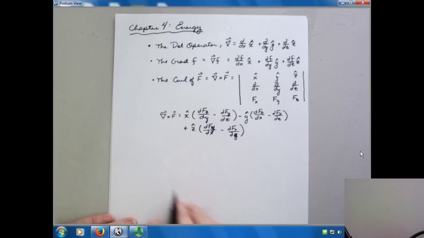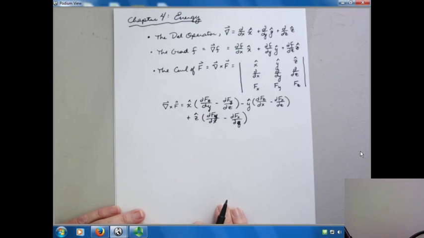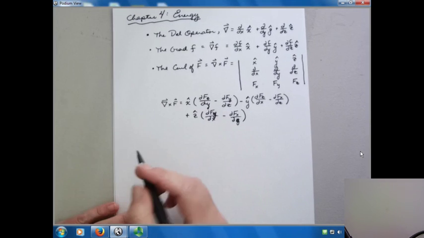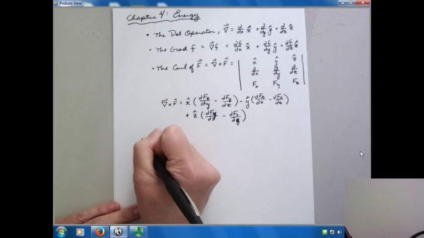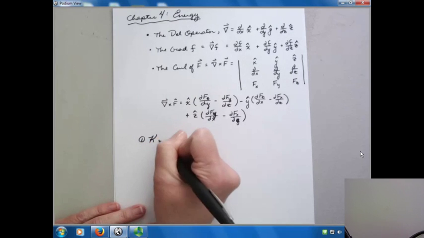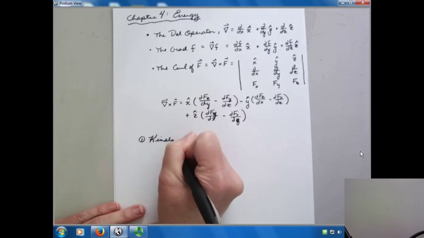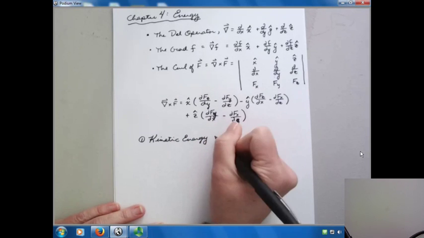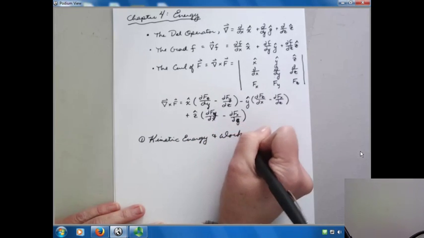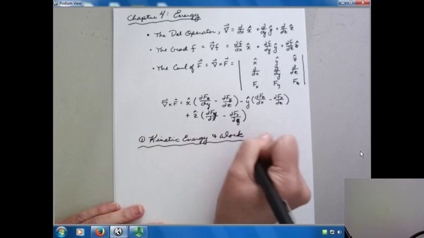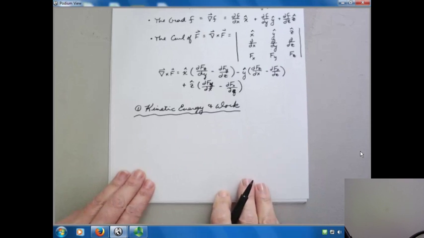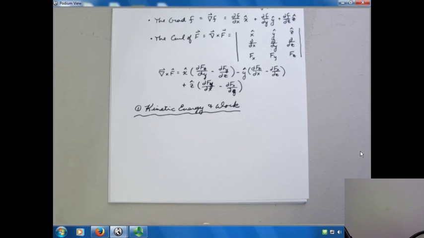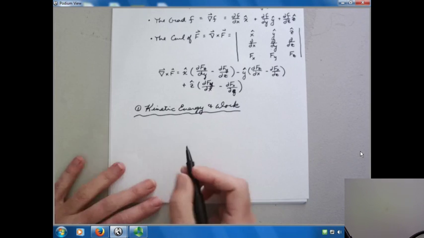So let's go ahead and get started. The first thing we're going to talk about is the relationship between kinetic energy and work. And probably from 240 to 250, you remember that there is this work kinetic energy theorem. And indeed, that'll be the relationship that we wind up with. So first things first, let's go ahead and define kinetic energy.